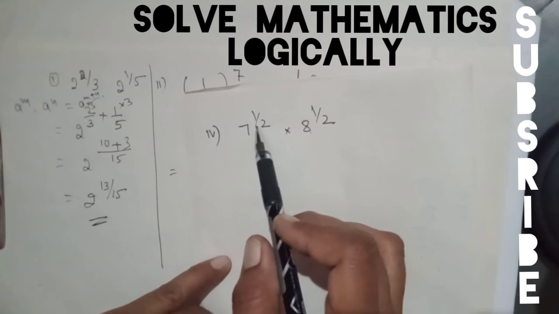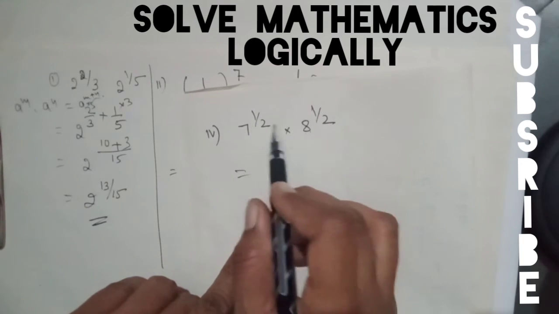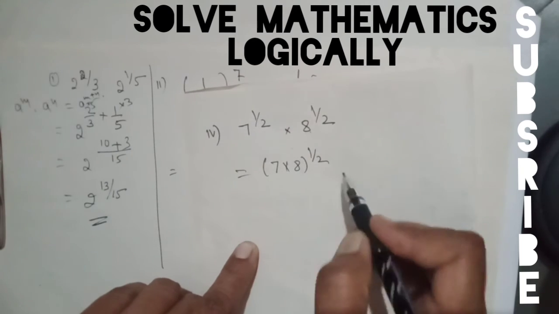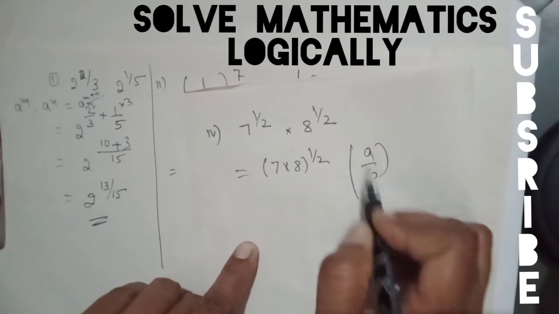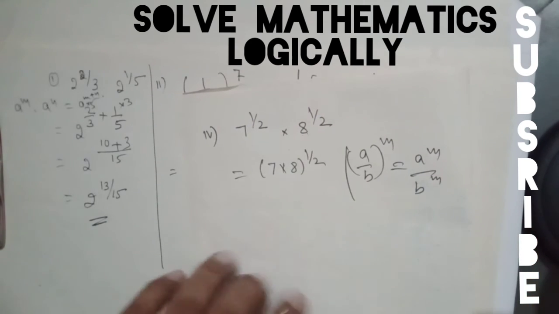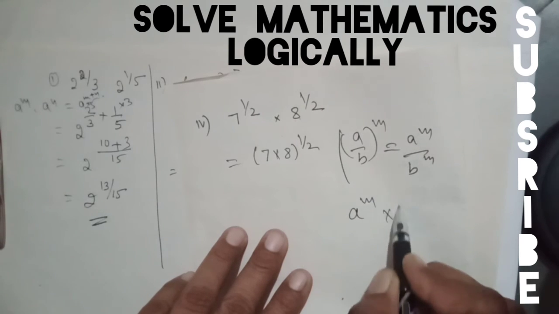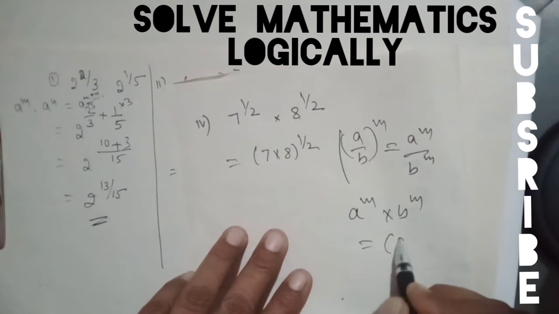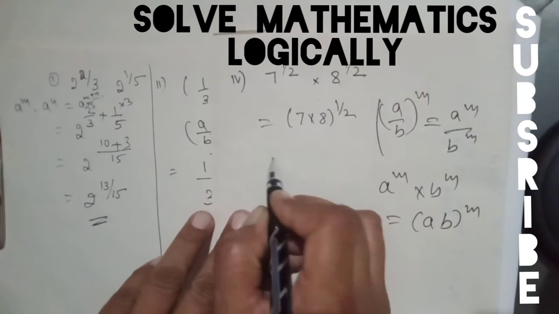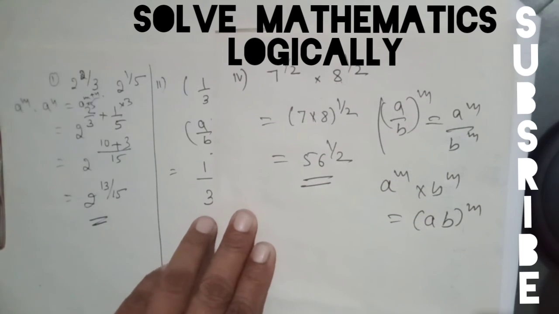Now look at this one. 7 raised to 1 by 2 into 8 raised to 1 by 2. So here the powers are the same. In that case, you are going to write it this way. See, I told you A by B raised to M can be written as A raised to M upon B raised to M. In the same way, if we have A raised to M into B raised to M, it can be written as AB raised to M. This way. So you are writing here, 7 8s are 56 raised to 1 by 2. So this way you are solving.